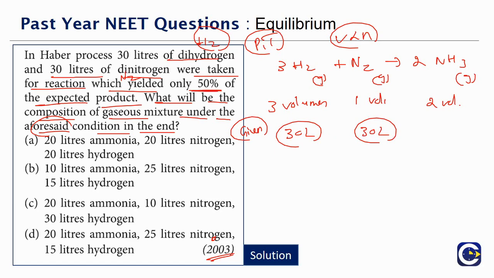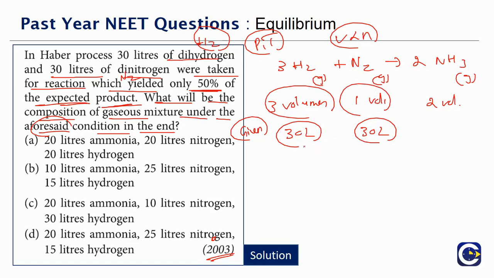Only 50% of the expected product is formed. See, first we need to find what is the expected product. So what will be the expected product? If you check it up, we must have hydrogen and nitrogen in this ratio, 3 volumes to 1 volume. But here what are we having? We are having 30 liters.